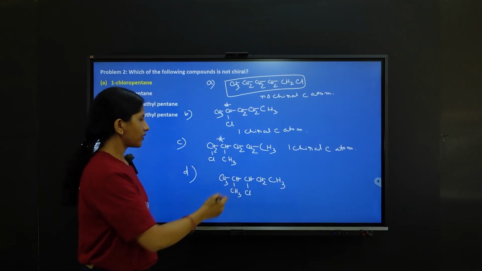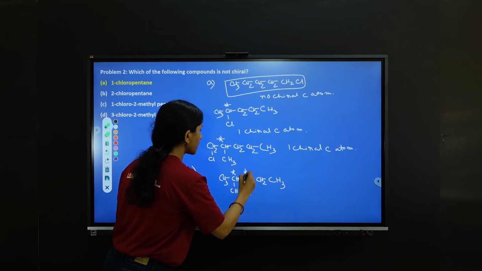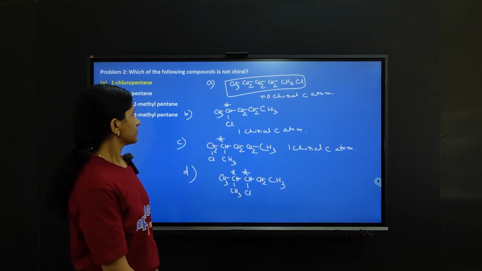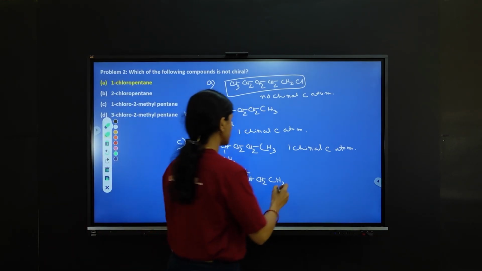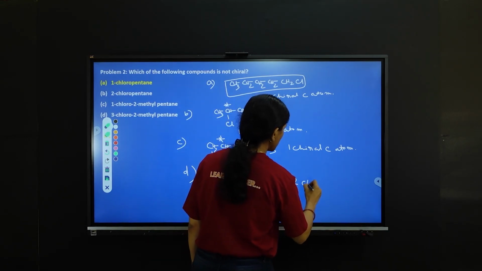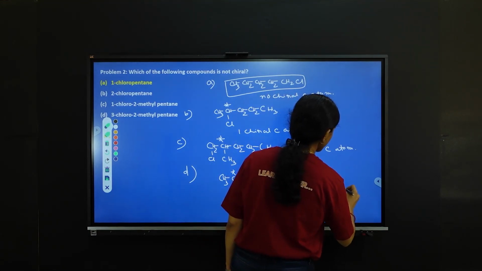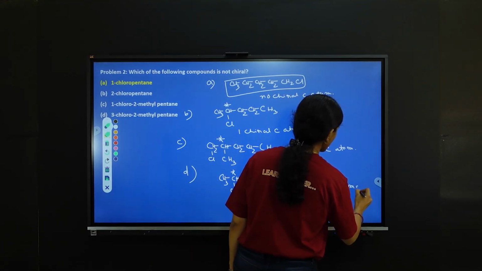And if you check carefully, you will see that there are 2 chiral carbon centers. So it will show chirality. So this is a chiral molecule, right? So 2 chiral carbon atoms for this molecule.